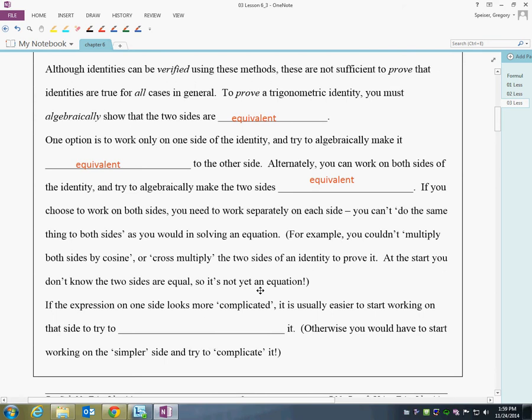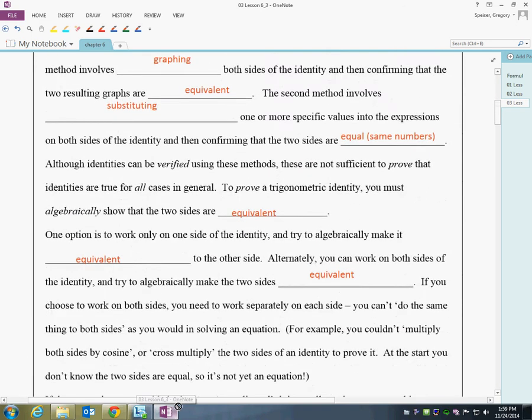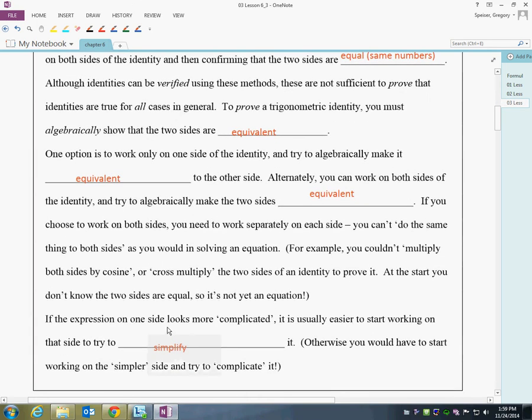If the equation on one side looks more complicated, it's usually easier to start working on that side to try to, the last one that's left, simplify it. Otherwise, you would have to start working on the simpler side and try to complicate it.